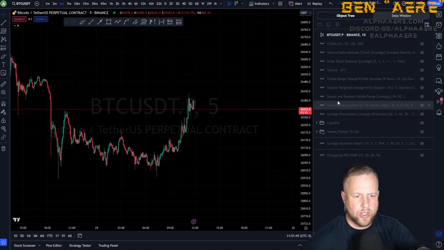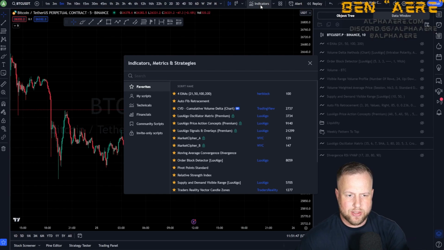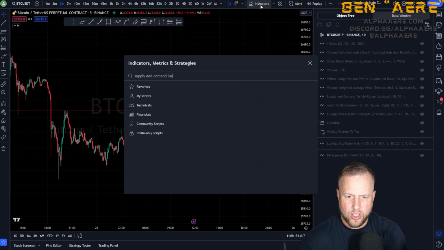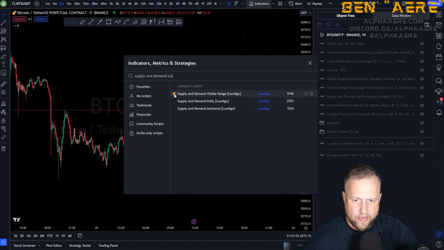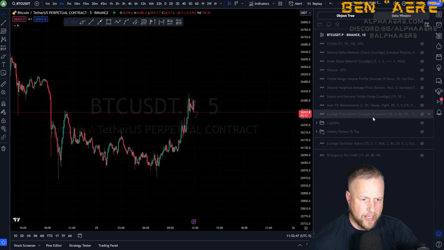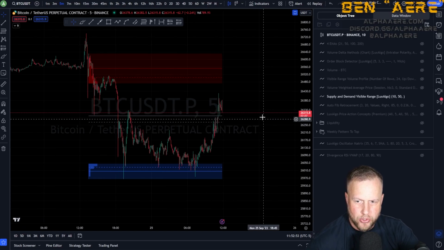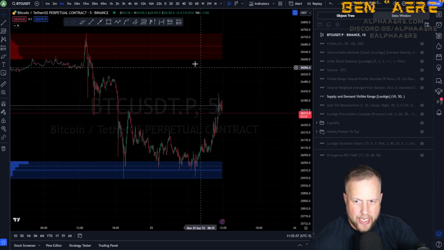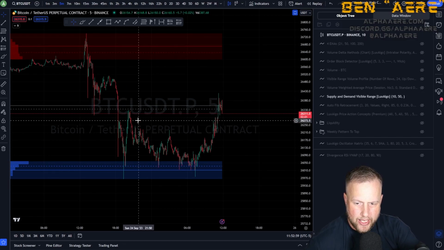The next one we're going to take a look at, you want to throw it on there. This is another Lux Algo one, supply and demand Lux. You can just type in Lux. Favorite it, put it on there. It's supply and demand visible range Lux Algo, this top one right here. So again, we're in the object tree, turn everything else off because we want to do these one at a time. So supply and demand visible range, we're going to turn it on, and it's going to show you the supply level and the demand level in the visible range that you're looking at.